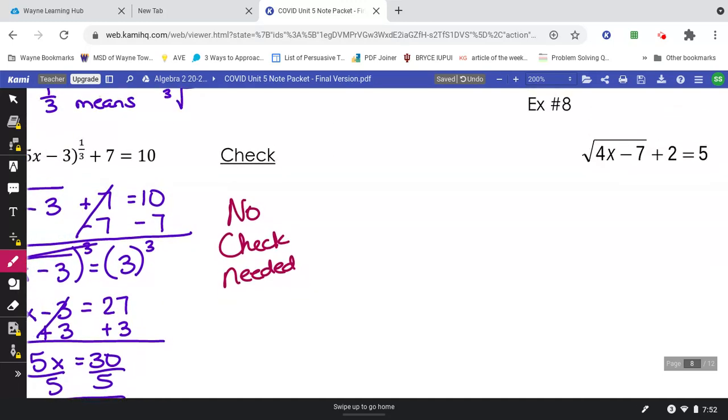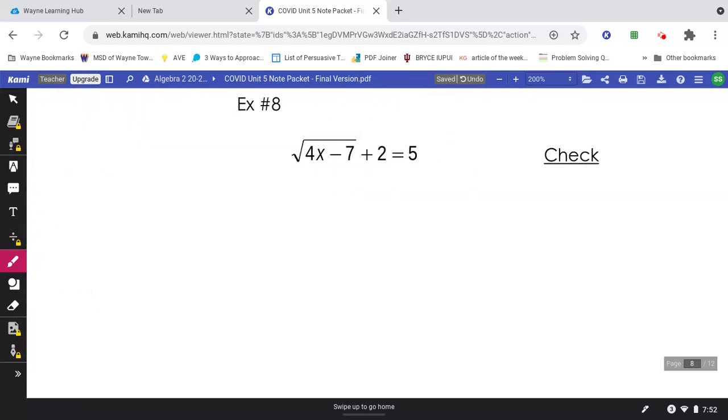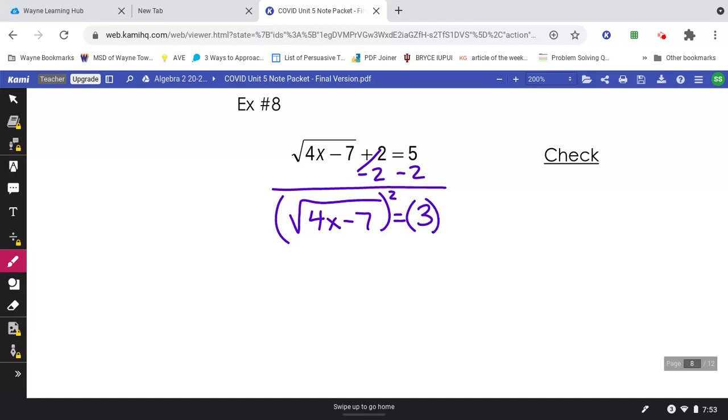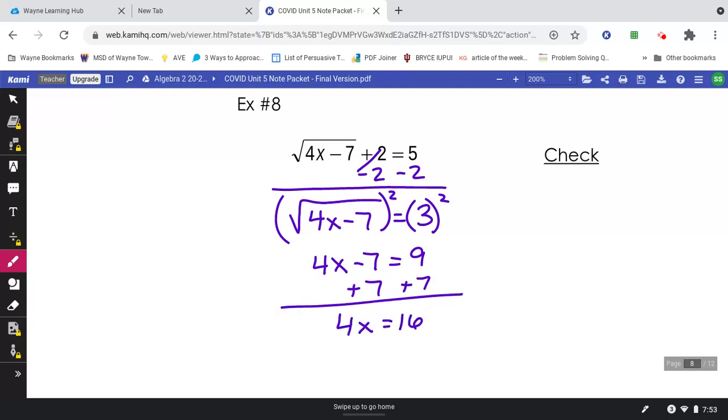All right, and our last one, example number 8. This is a good time to pause the video, see if you can do this problem, and kind of fast forward to get the correct answer. Hopefully you had a chance to try it. I'm going to go through this one pretty quickly. Start by subtracting 2. Square both sides. Add 7 to both sides. And divide by 4 to get x equals 4.